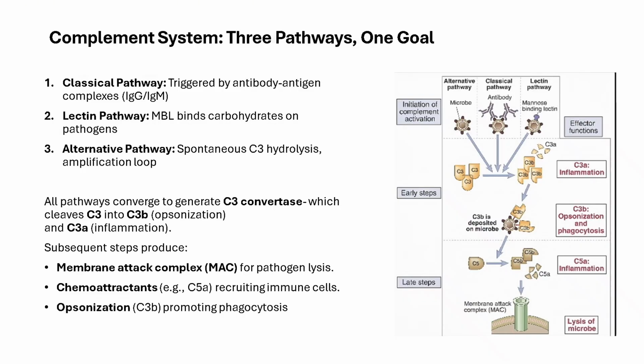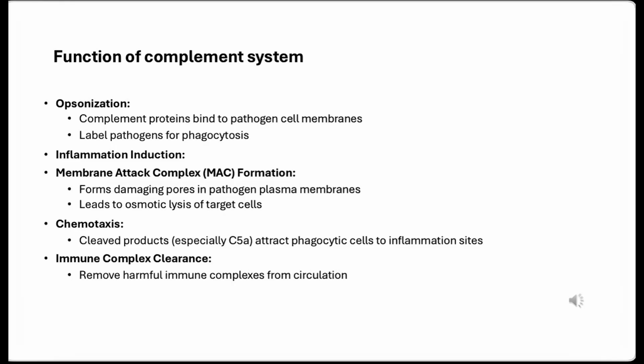The C3b will label the pathogens for phagocytosis. C5a also induces inflammation and is a chemoattractant. C5b, C6, C7, C8, and C9 actually form a pore in the pathogen, which is called a membrane attack complex and causes death. So that summarizes the function of the complement system. So it's opsonization, inflammation induction, membrane attack complex formation, chemotaxis, and immune complex clearance.